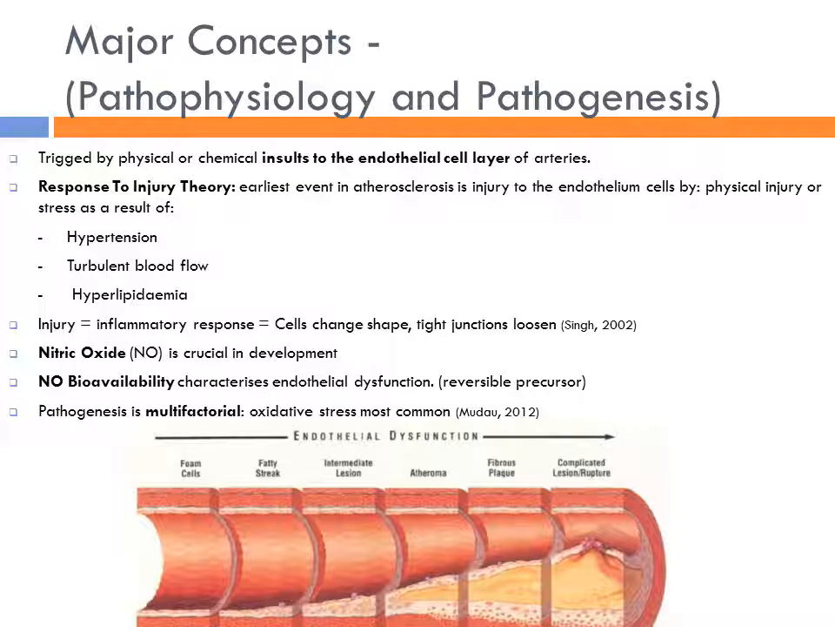This injury to the cell provokes the endothelium cell to produce an inflammatory response. The cells undergo a change in shape, and the tight junctions between them loosen, increasing permeability to fluids, lipids, and leukocytes. As seen in the diagram, the first sign of atherosclerosis is fatty streaks, consisting of lipid-containing foam cells. These fatty streaks then evolve into atherosclerotic plaques.